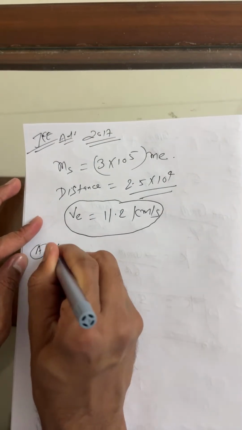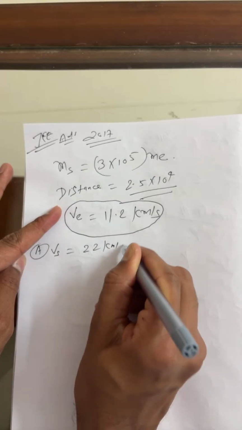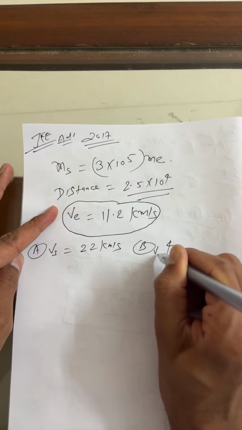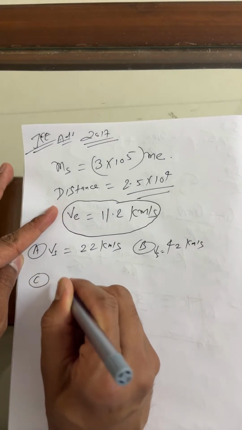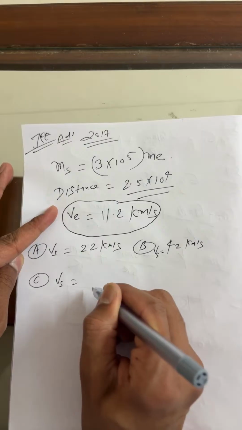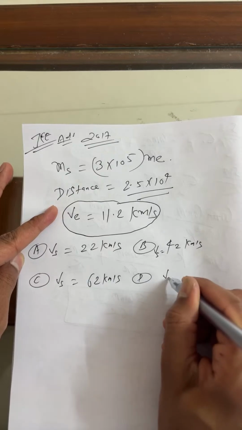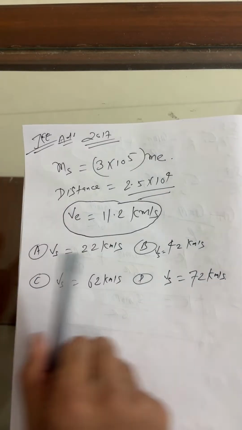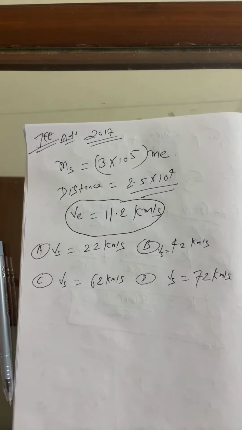What is the velocity of the satellite? The options: 22 kilometer per second, 42 kilometer per second, 62 kilometer per second, and last, 72 kilometer per second. Right, this is the question. We'll go through this. Again, it's not a big deal to do. It's a very easy question.